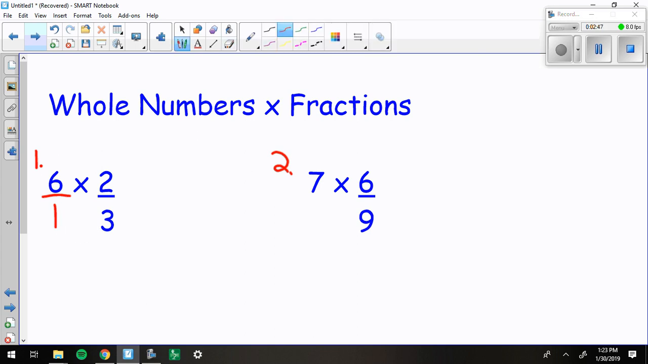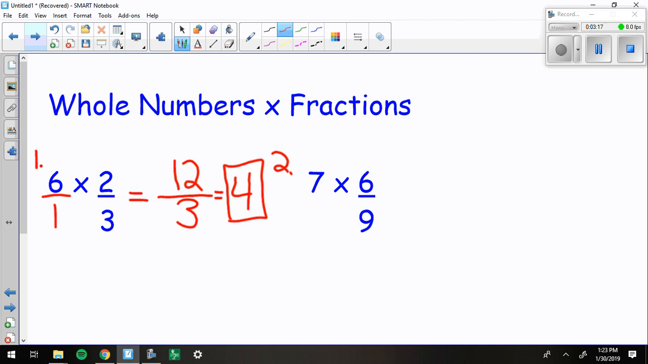And then all I do is I multiply my numerators. 6 times 2 is 12. Multiply the denominators, 1 times 3 is 3. And simplify. 3 goes into 12 4 times with nothing left over. My answer is 4. Whoa, whoa, whoa. I know. Hold your hats. It's really that simple. Let's look at number 2.